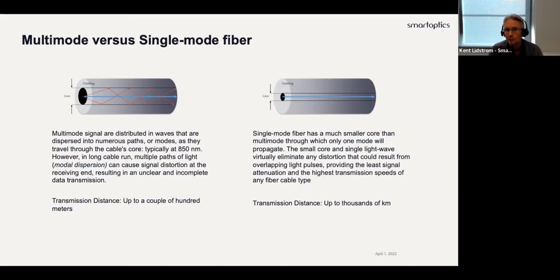And you can use some of the more advanced technologies with coherent modulation and so on in single mode fiber. You can have a transmission distance up to thousands of kilometers, literally, if all optical, if you have the right equipment around it with amplifiers and etc. So from now on, I will focus on single mode fiber. Then we can jump to the next slide.